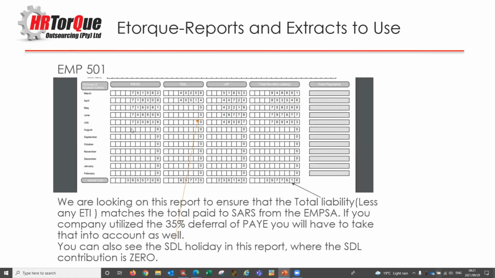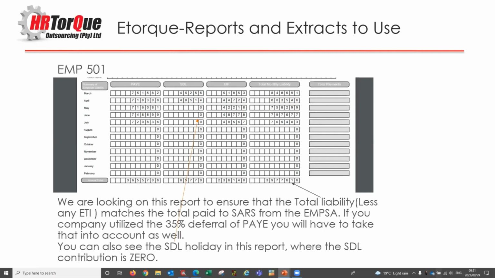So we need to make sure that we are looking carefully at: did you request a deferral? And if you did, is it reflecting correctly on your EMP501? Remember, the 501 coming out of payroll will not reflect a 35% reduction. Payroll reflects it as complete because that money is actually due, and the reduction would have been done subsequently or outside of payroll, where you would have reduced it by 35%.